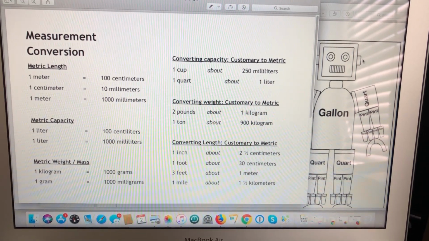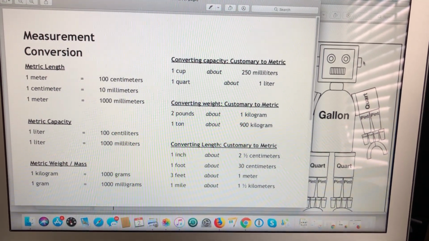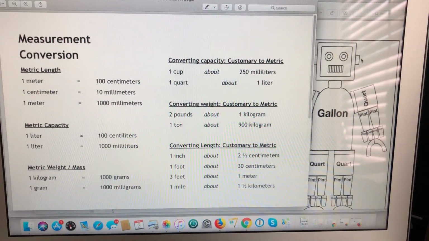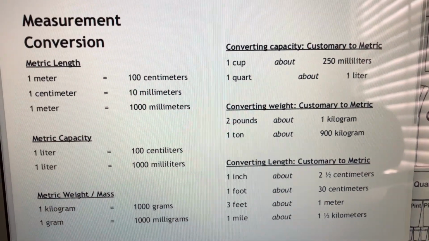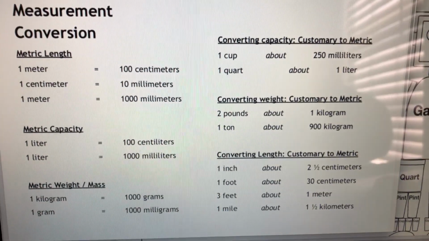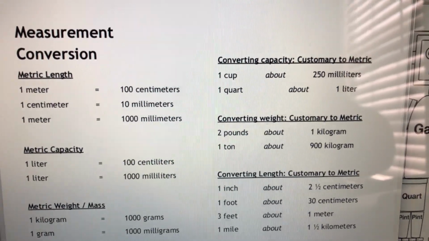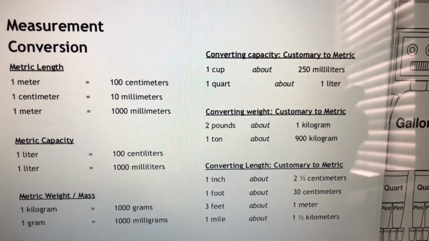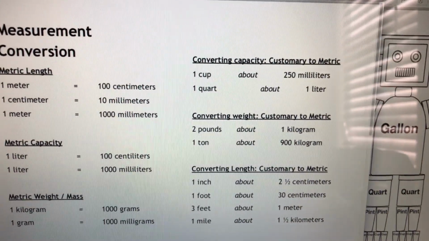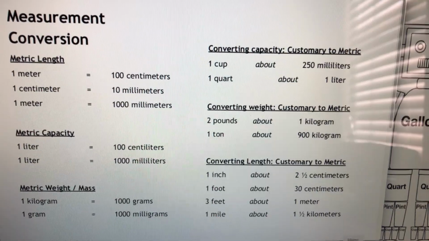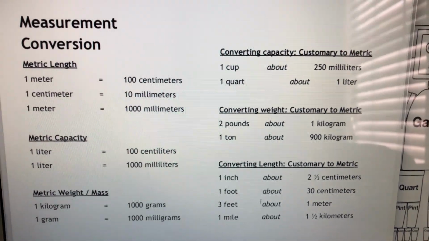Hello, boys and girls. Today we're going to talk about measurement, and there's a lot to discuss. There are two different types of measurement. There's metric measurement, which all of them end with the letter M: meter, centimeter, millimeter. And then we have US Customary, which we use in the United States. Most other countries use metric.